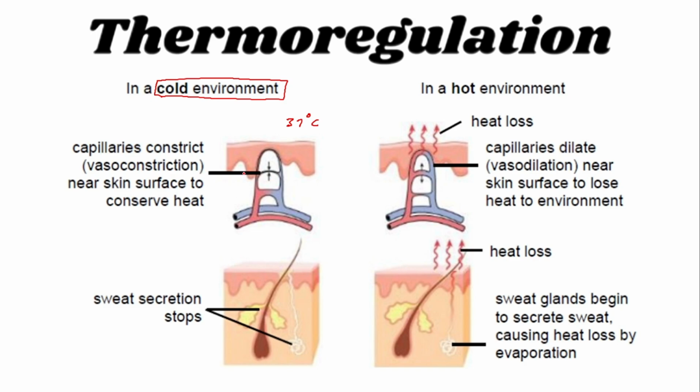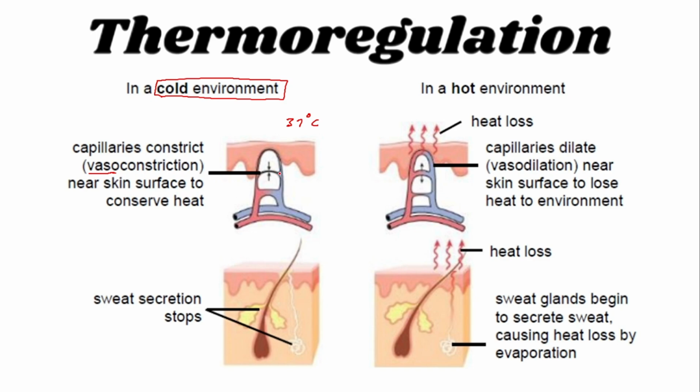Okay, so the blood vessels in your dermis, when it's very cold, basically receptor cells in the dermis will detect that the external environment is very cold, and what will happen is the capillaries will then constrict. Okay, we call that vasoconstriction. Vaso means vessel, and constriction means it becomes narrower.